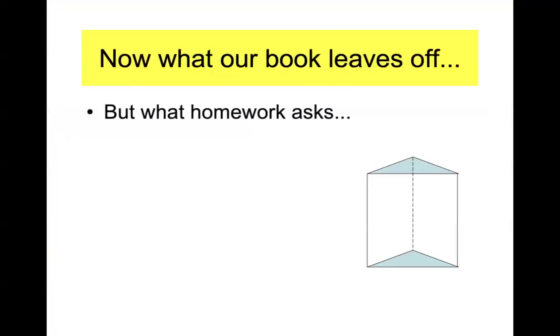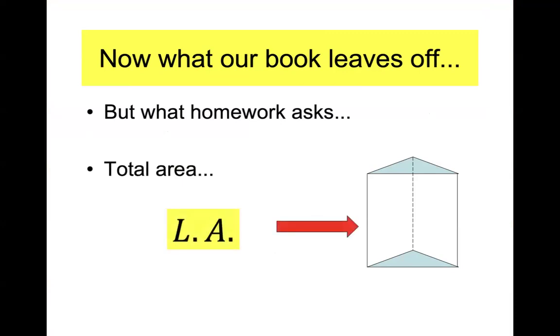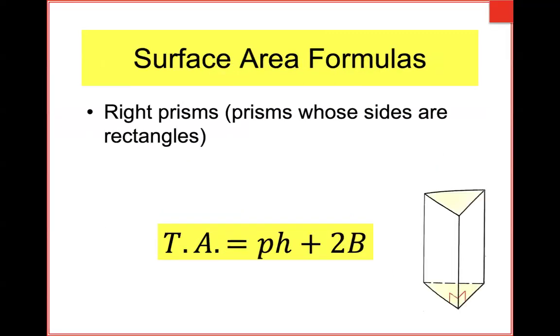What the book leaves off, but what homework will ask, is what is the total area? So the book doesn't give us a total area formula. It does give a base formula. It does give the lateral area formula. It expects you to put those two things together. So let's just put those two things together. If I want to do the total area of that shape right there, I would have to take the lateral area and add 2B's to it. So this is not in the book. They don't even mention this. They just expect you to figure this out yourself.